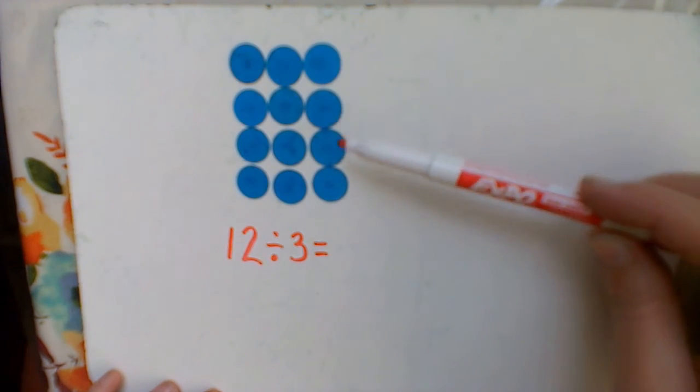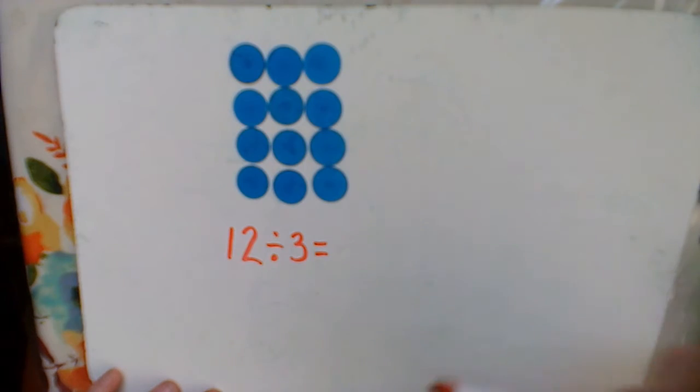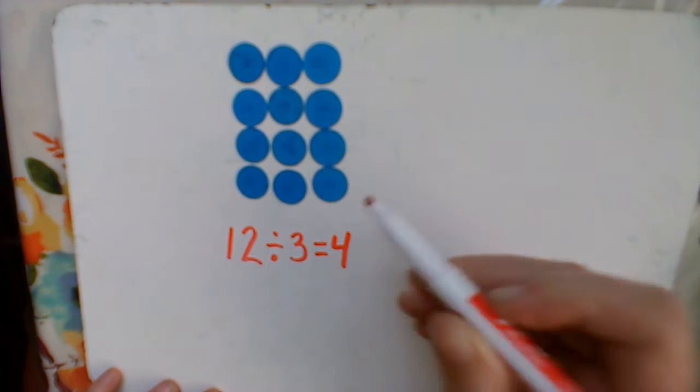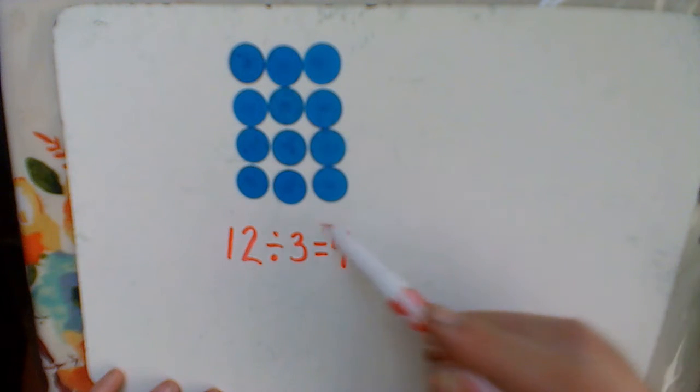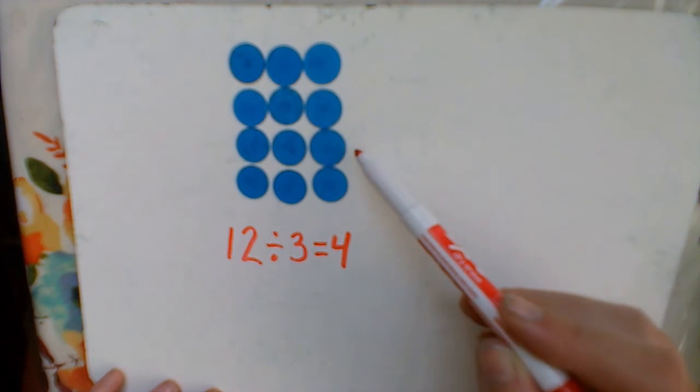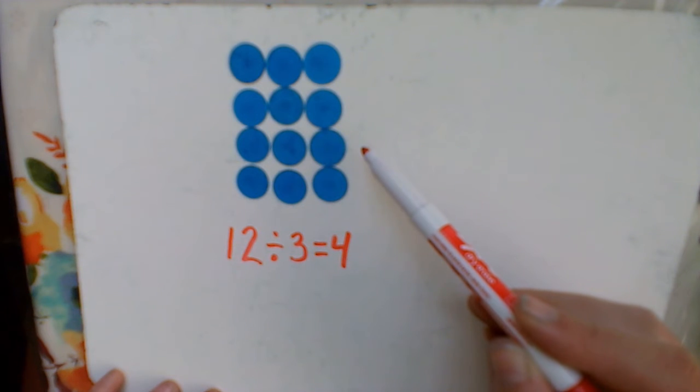1, 2, 3, 4. If you said 4, you are correct. All right. So this is the division equation that matches what happened in the problem.